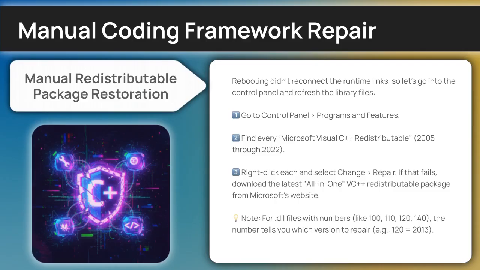First, go to Control Panel, then select Programs and Features. Second, find every Microsoft Visual C Redistributable, 2005 through 2022. Third, right-click each and select Change, then select Repair. If that fails, download the latest all-in-one VC++ redistributable package from Microsoft's website. Please note that for DLL files with numbers, the number tells you which version to repair. For example, 120 equals 2013.